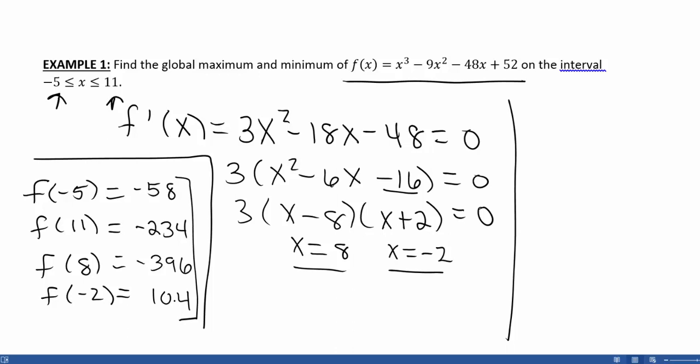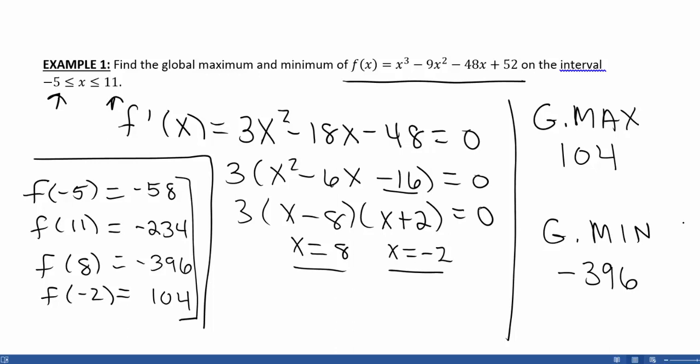And I'm thinking about them on a number line, which one's going to be the highest and which one's going to be the lowest. So here, my global maximum, which I'm going to notate G max, is going to be the highest value on the number line, which is 104. My global minimum is going to be the lowest number on the number line. So that's going to be negative 396. So I was able to find my global maximum and my global minimum by comparing the values of the original function at my endpoints as well as my critical points.